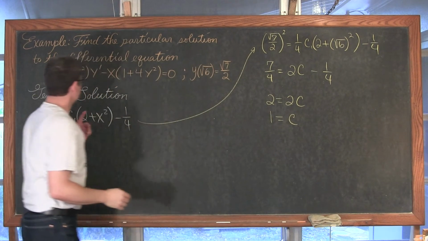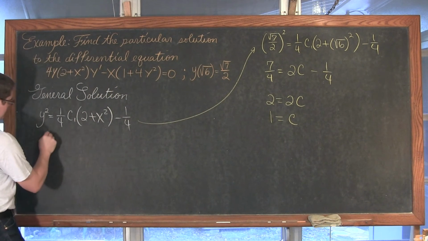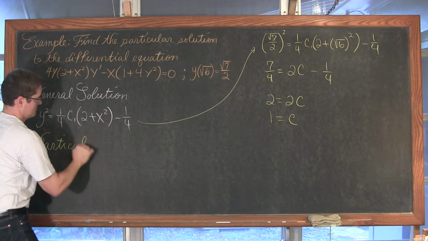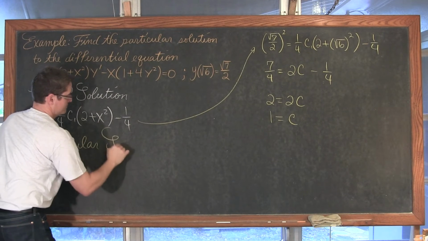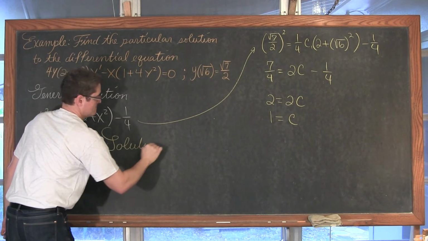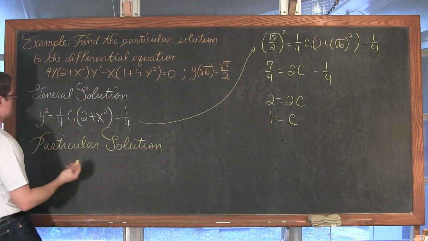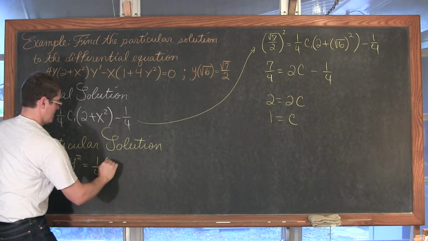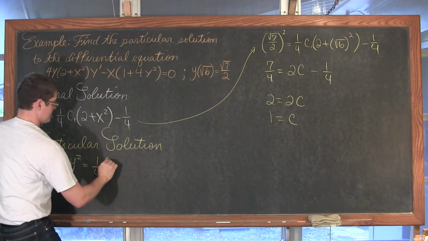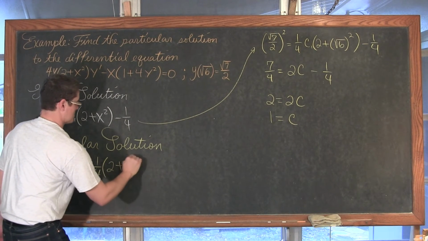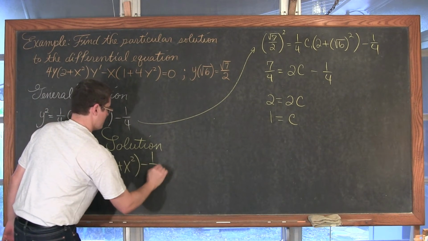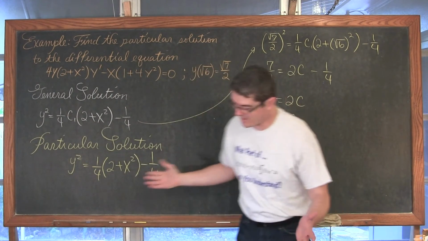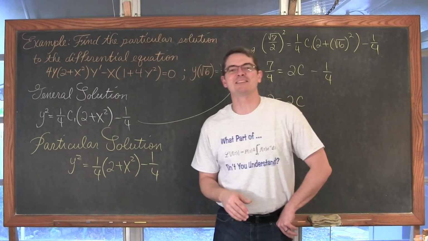And that means our particular solution is y squared is equal to 1/4, well, c is just 1, times 2 plus x squared minus 1/4. I don't believe I made any mistakes, at least I match my notes. Let's get on to that last example.